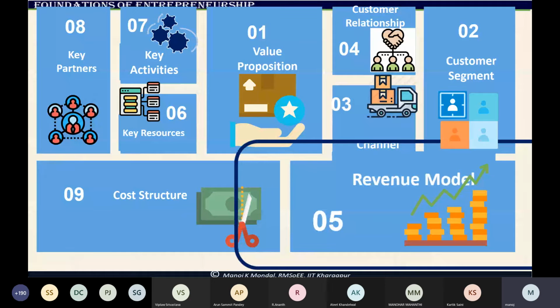Fifth is revenue model. So whatever you do, eventually you want to earn some money. Now you may earn money directly, you may earn money indirectly. The other day when Ankur was giving a presentation, one of the students very correctly mentioned the revenue model of the company.